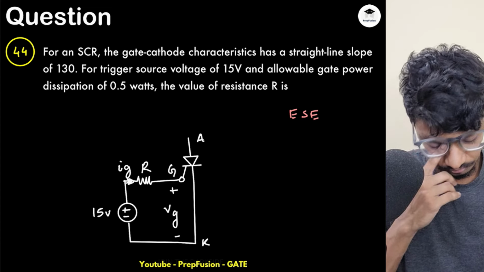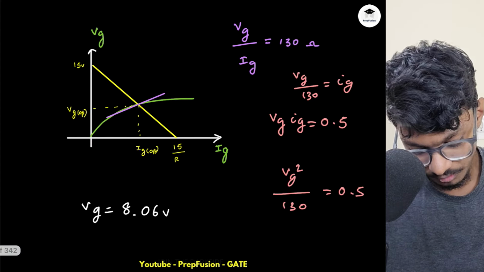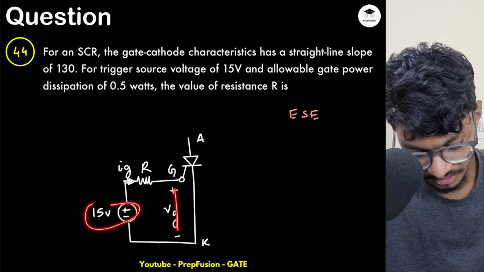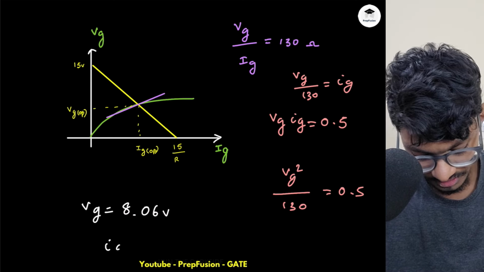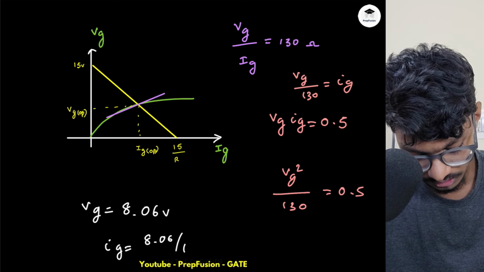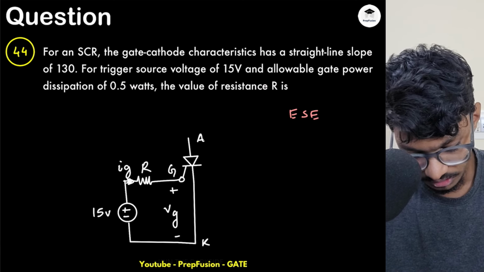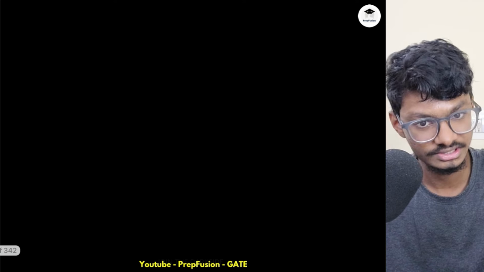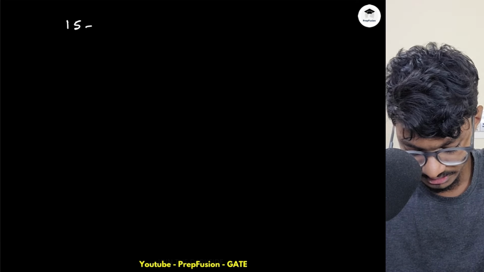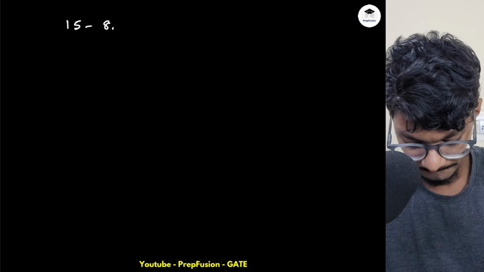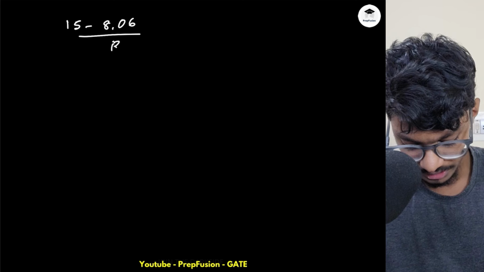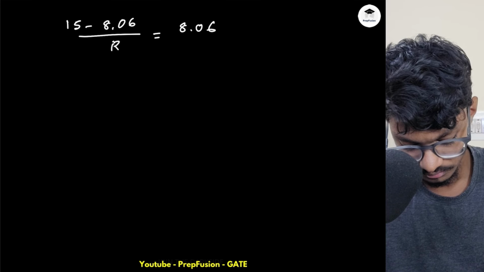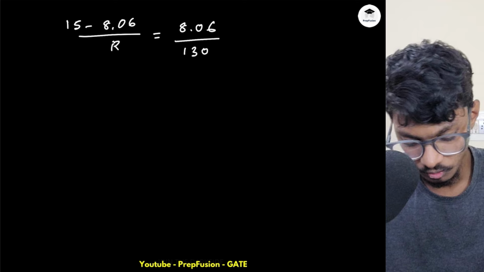Next, if you observe here, this is the operating point, right? So I need to find the value of this R. How will I find it? I know VG, I know this 15. IG is VG by 130, that is 8.06 by 130. So 15 minus VG by R equals simply 8.06 by 130. So 15 minus 8.06, divided by R, will simply equal IG, which is 8.06 by 130. Okay.